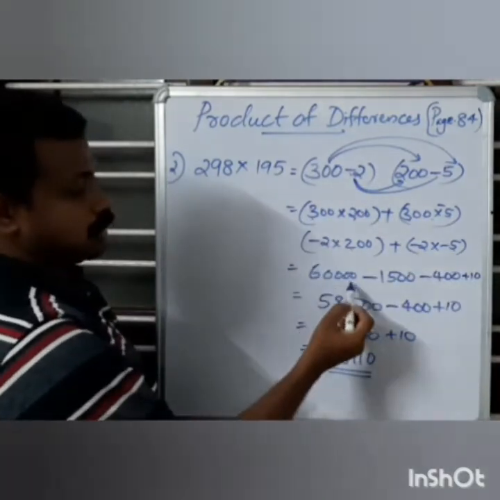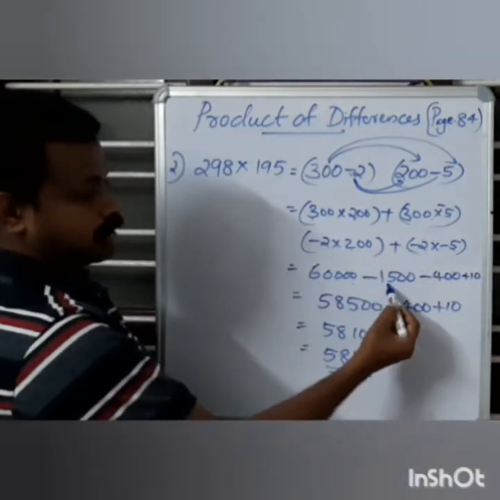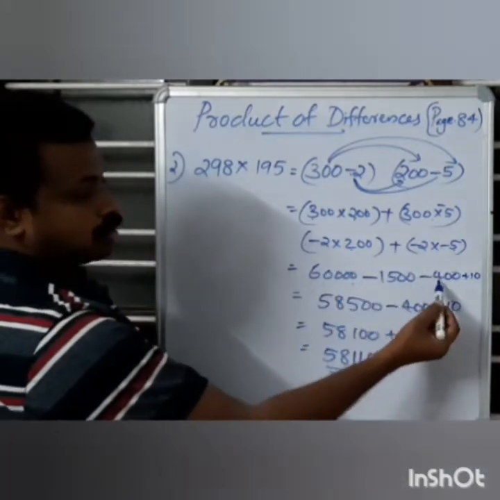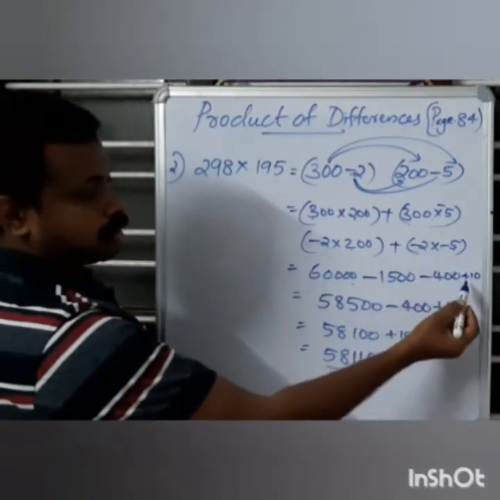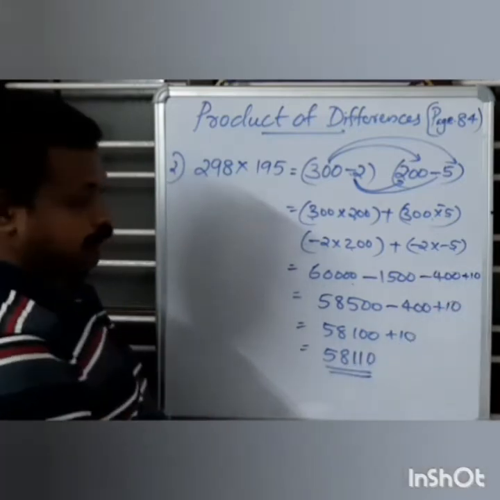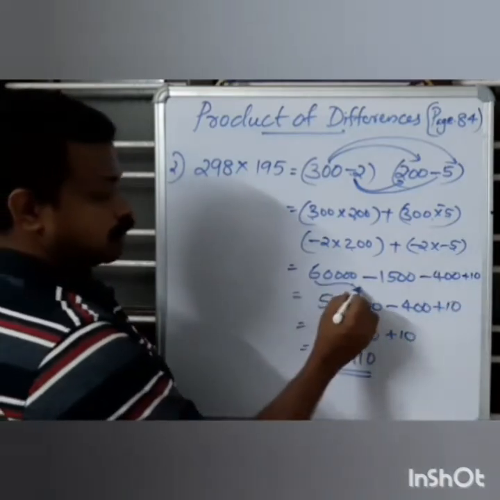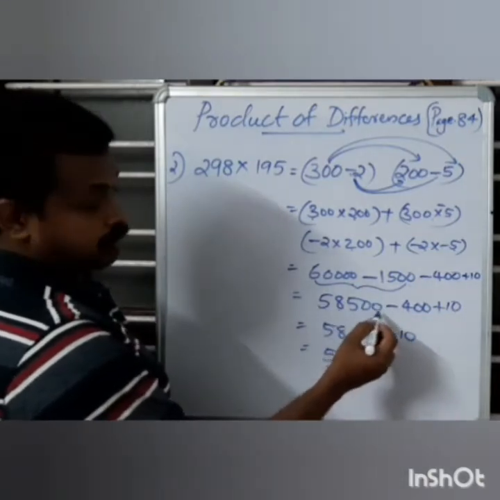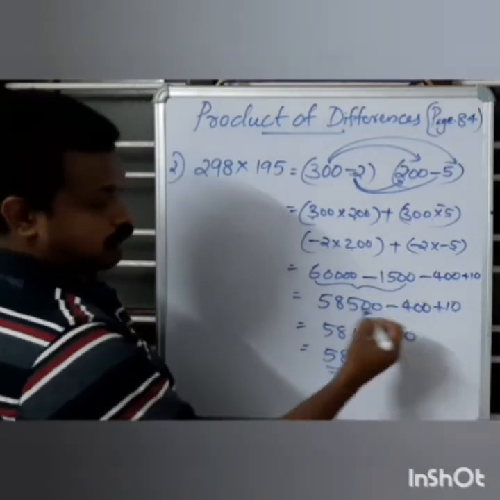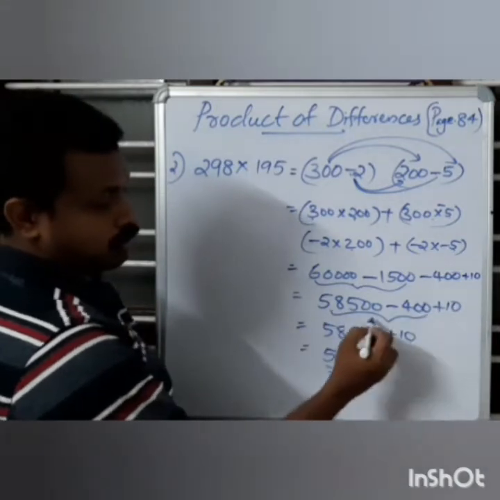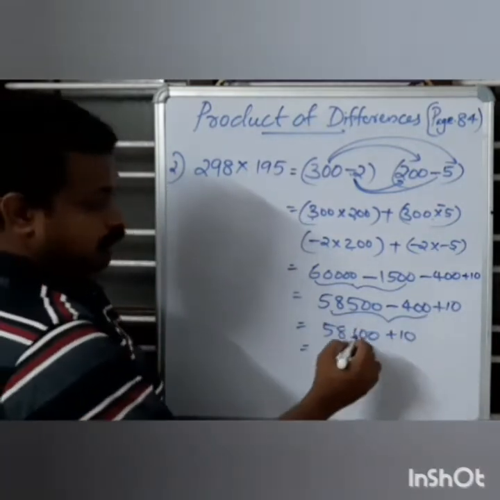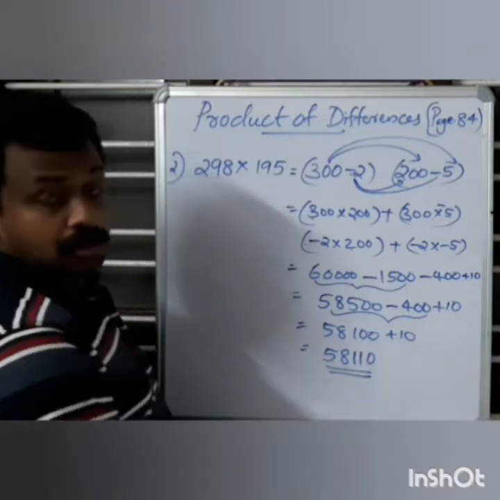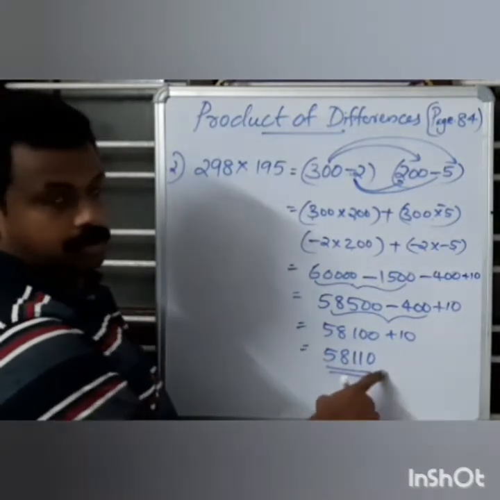So here we are getting 60,000 minus 1,500, minus into, here also minus 400, minus into minus plus, so it is plus 10. First we are reducing this to 58,500, then minus 400 plus 10. Then again these two together we are subtracting, then we are adding this one. So the answer we are getting is 58,110.